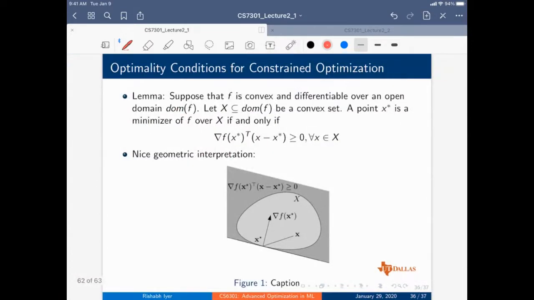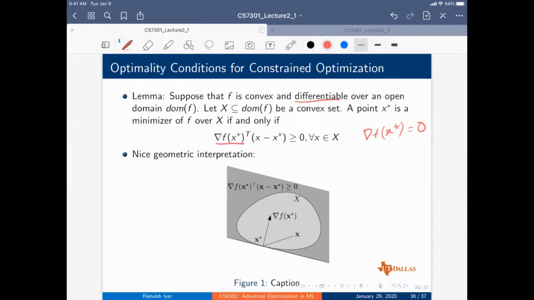Okay. It turns out that you can also give optimality conditions for constrained optimization, right? In the case of constrained optimization, you have the gradient of f of x star transpose (x minus x star) greater than or equal to 0, right? Recall that in the unconstrained case, if f is differentiable, and of course here you again are assuming f is differentiable, then you have this equal to 0, right?